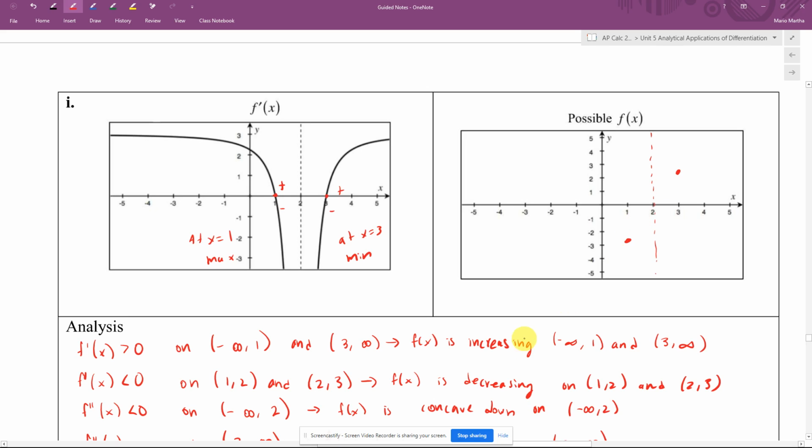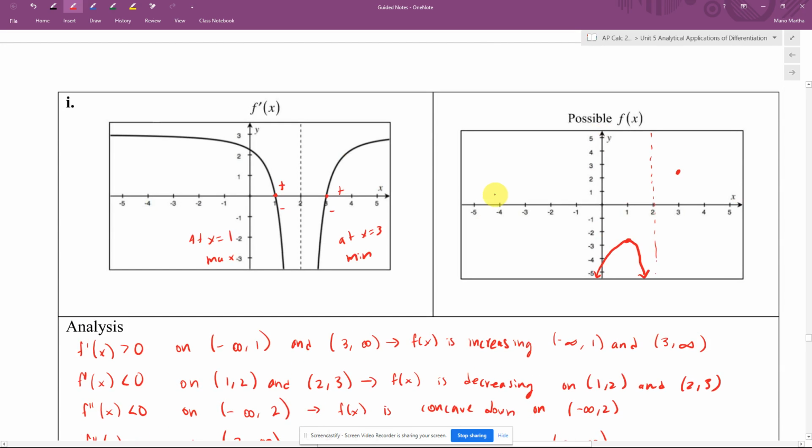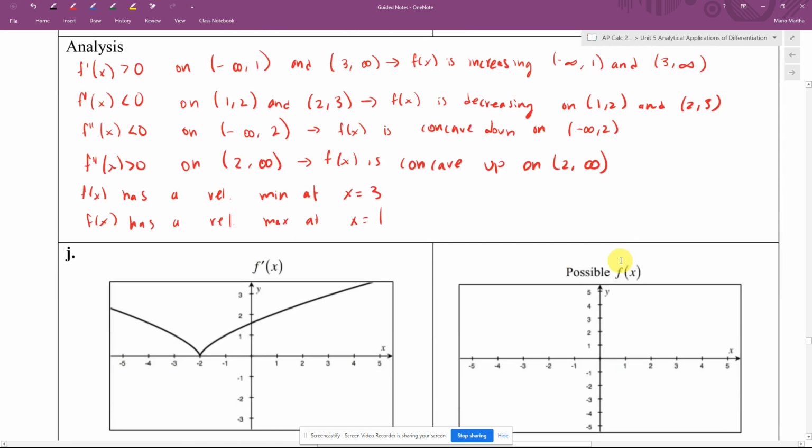And then again, our graph is going to be concave down from negative infinity to positive 2. So that means that we have like a downwards parabola going down like that right here. And also we're going to have an upwards parabola going on this side right here as well. So that's a concave up and then our concave down parts.